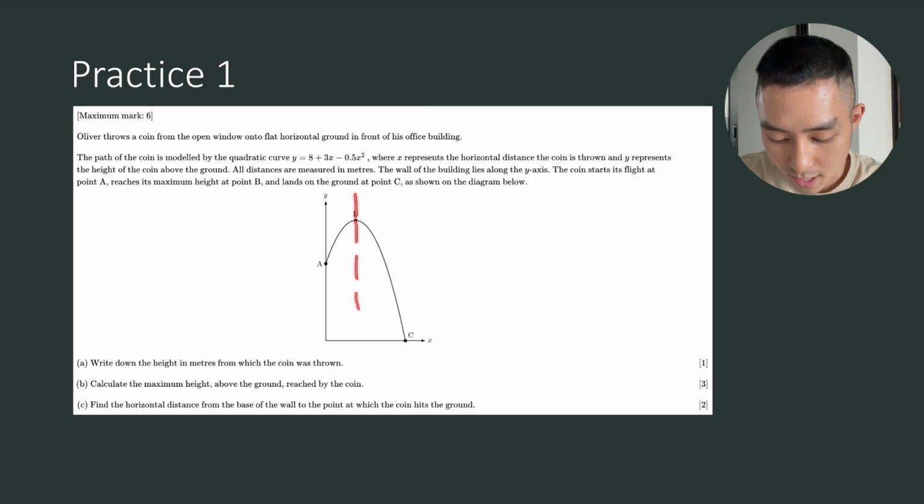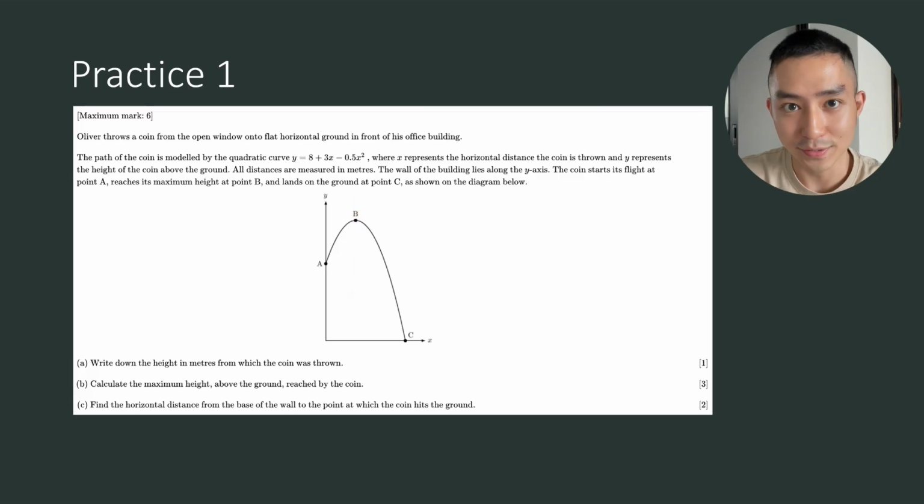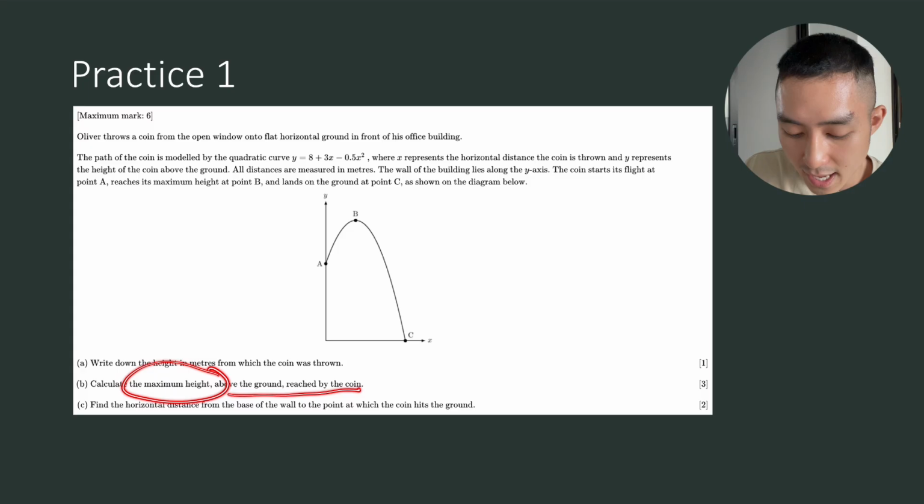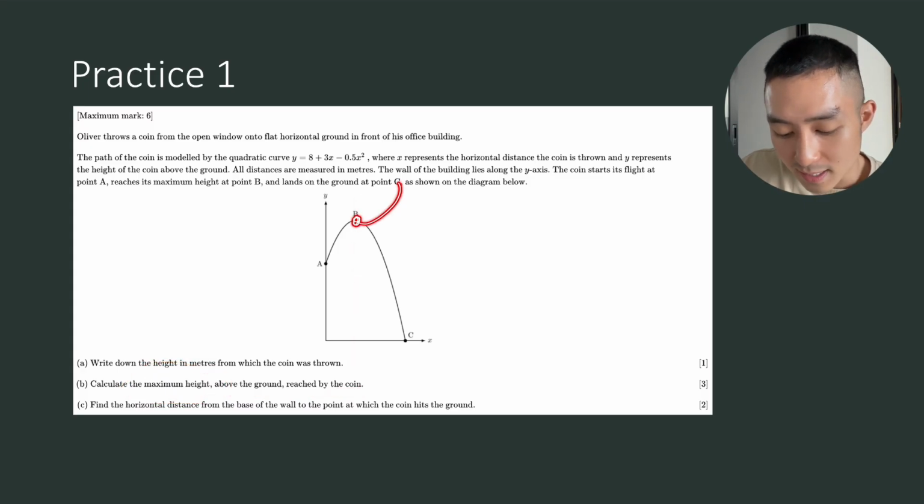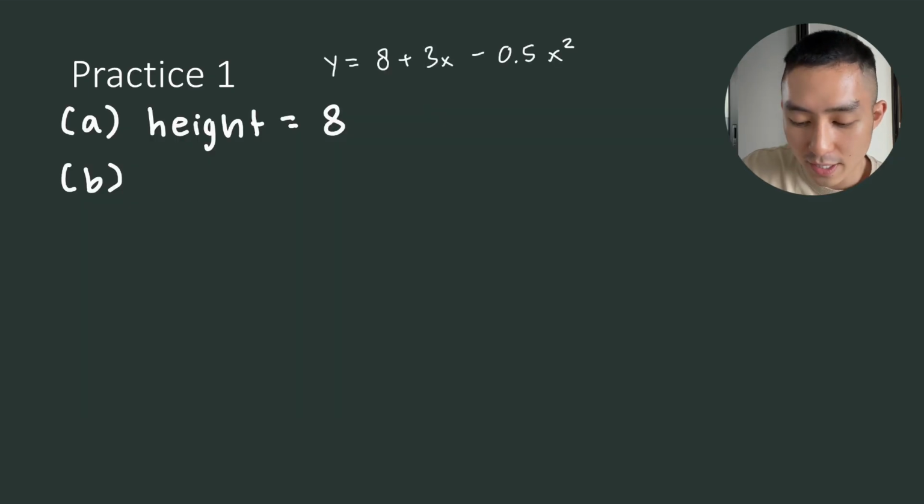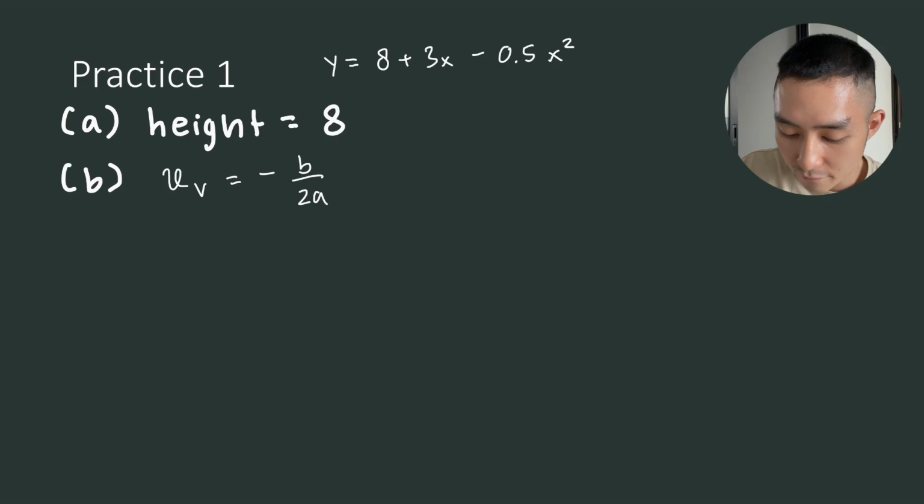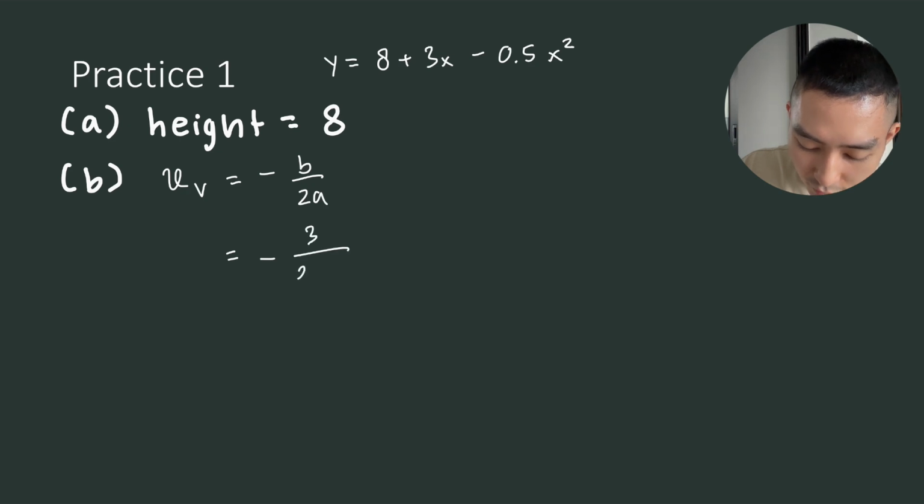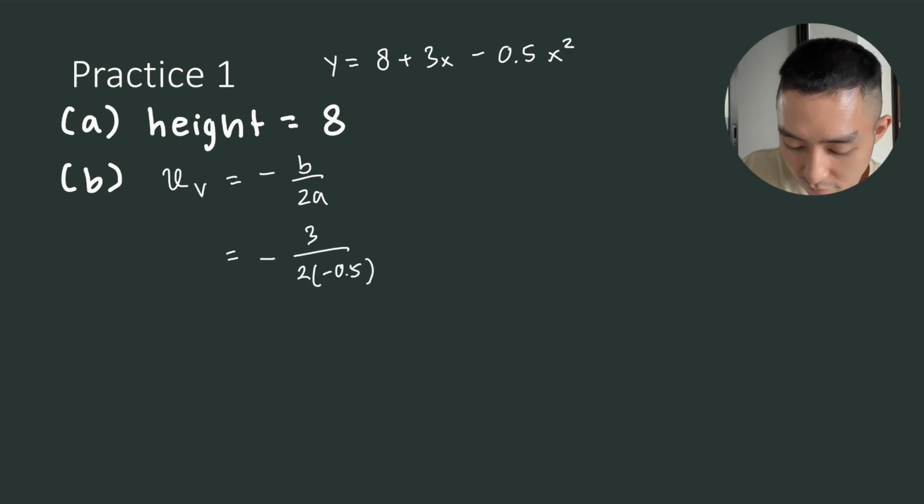Maximum height is at the principal axis, right? We get that from the axis of symmetry. We get the x coordinate, then substitute back into the function. So first, we find the coordinate of the vertex. The x vertex is at minus b over 2a. From the function here, we have that b is 3 and a is minus 0.5. So it is minus 3 over 2 multiplied by minus 0.5, in which we get that the answer is 3.